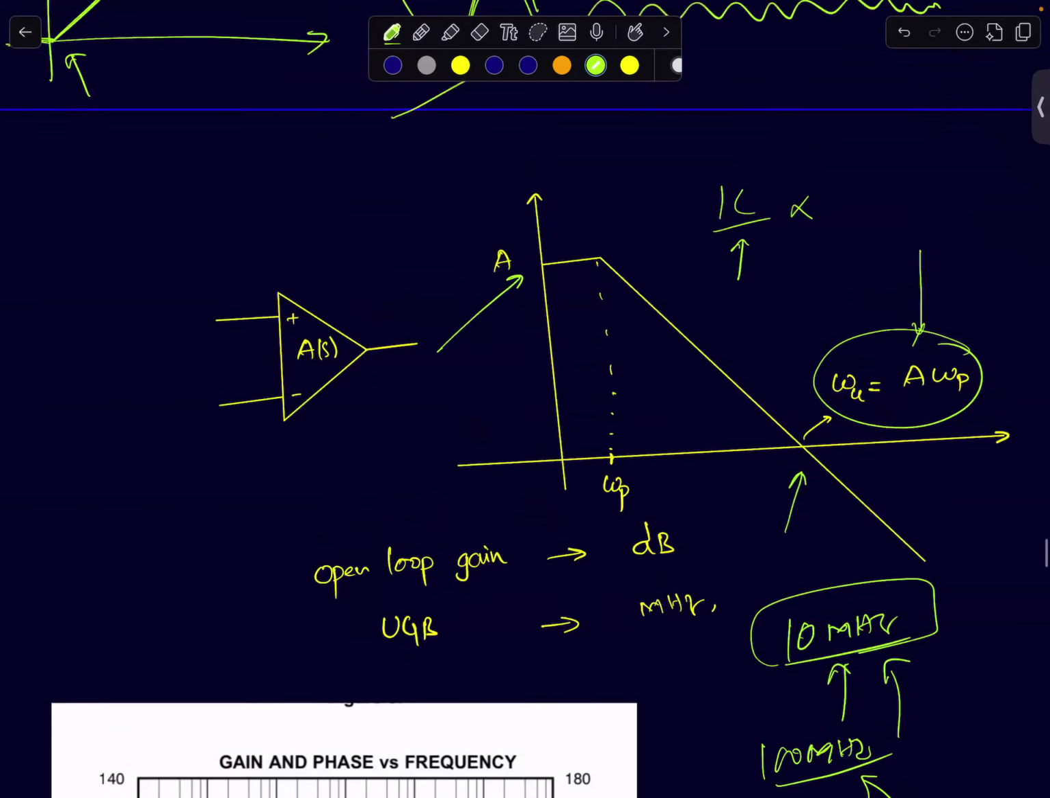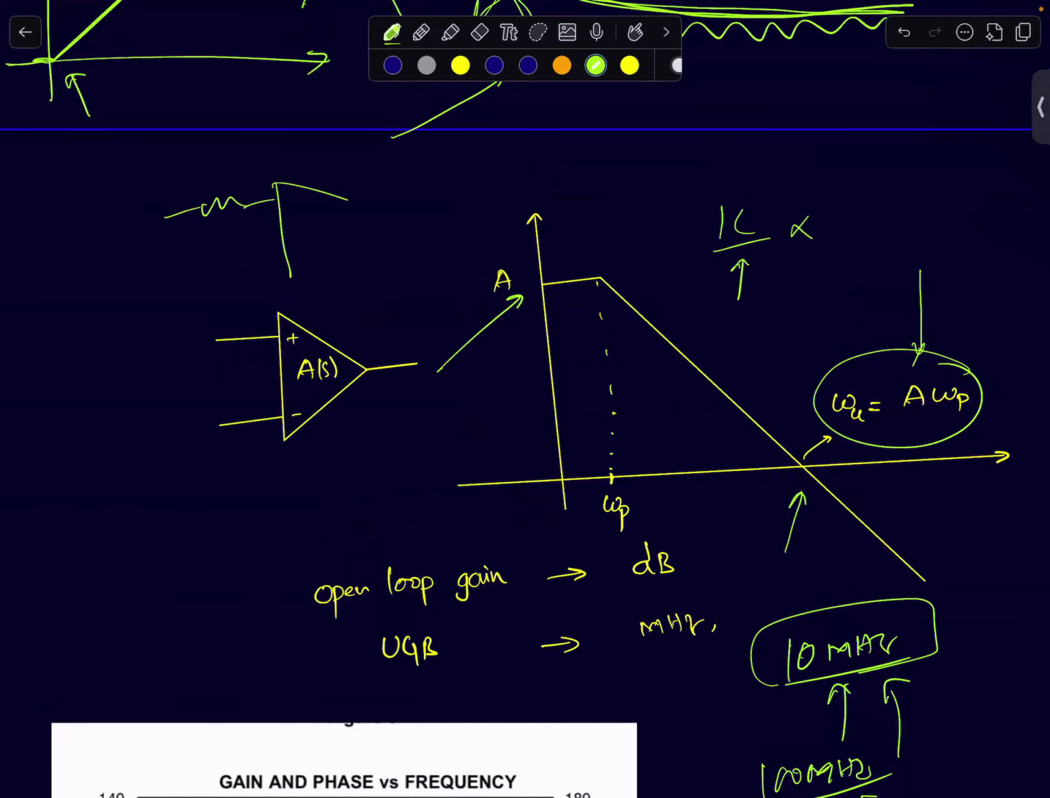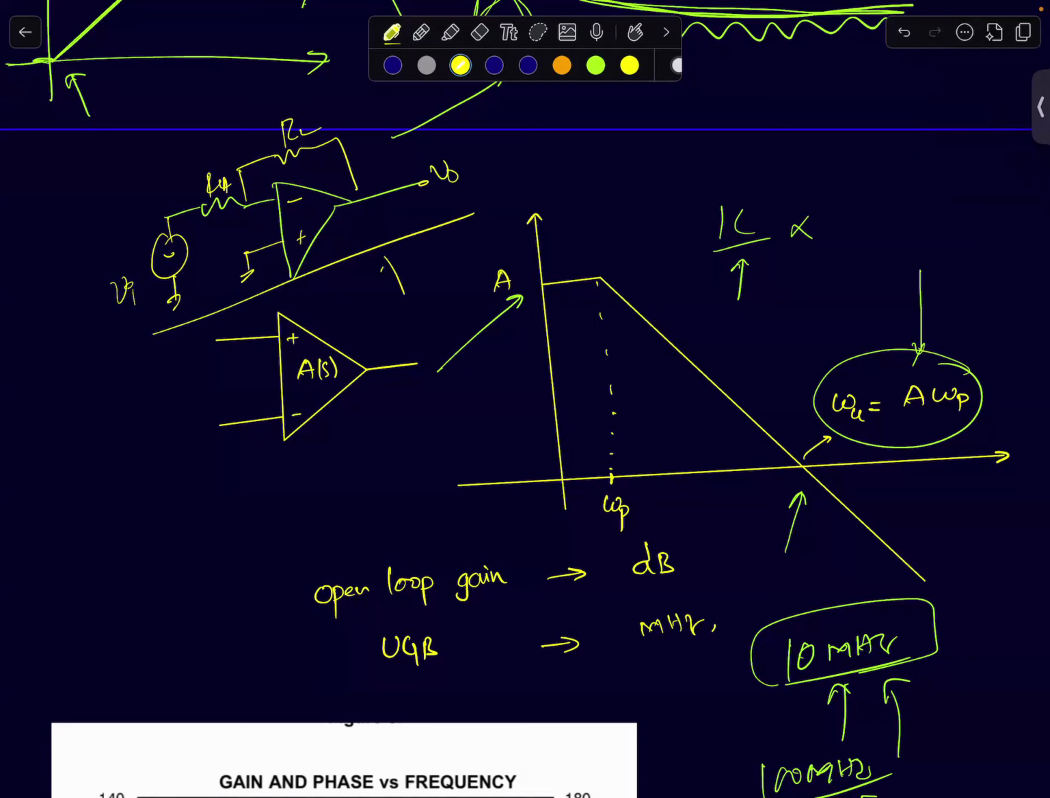So let's say I build a very simple inverting amplifier with a gain of say 100, R2 by R1 is 100. What do you expect will happen after 10 megahertz? If I measure the gain at this point, the gain will decrease, right? Because the open loop gain itself decreases. The circuit is no longer in negative feedback. It is in feedback, but the loop gain is reduced, lower than 1.